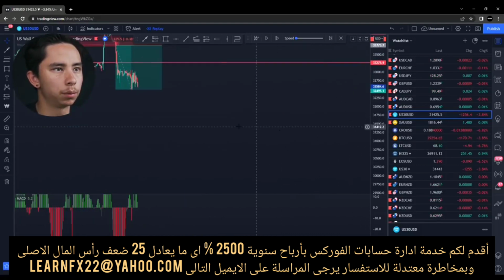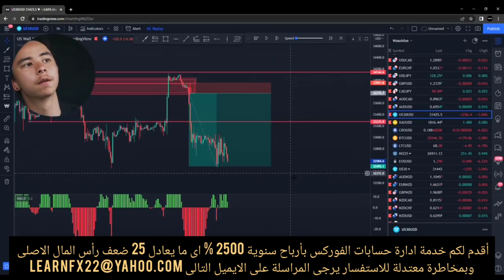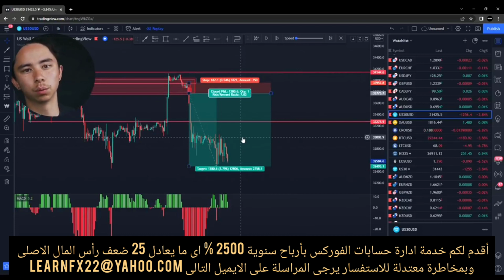As you can see, we won that trade, price perfectly tapped right down into our exit for a nice 1-to-7 risk to reward ratio. This is why multiple time frame analysis is very useful.